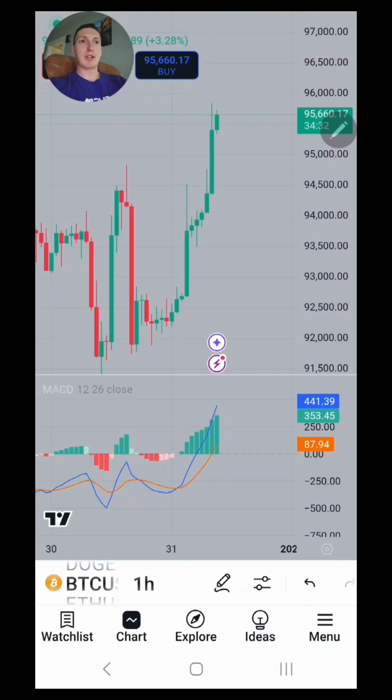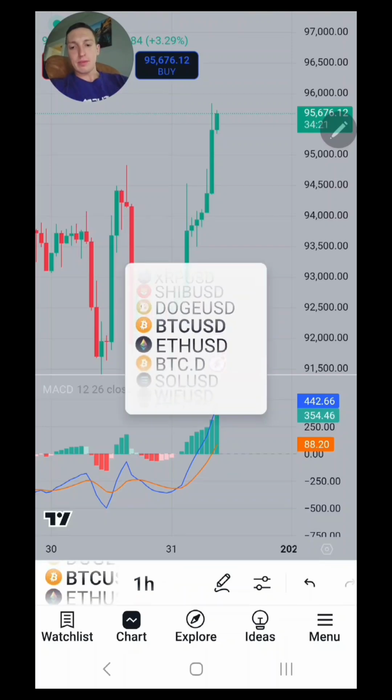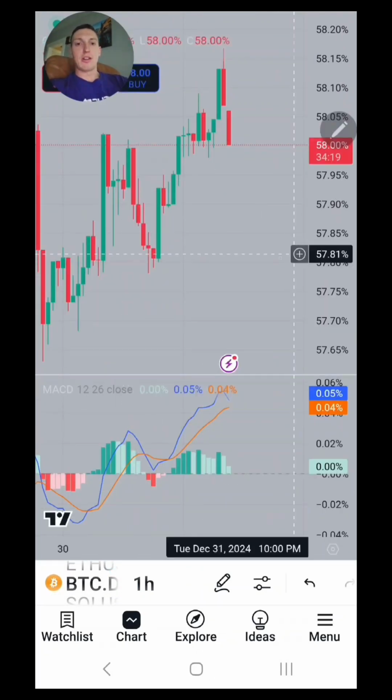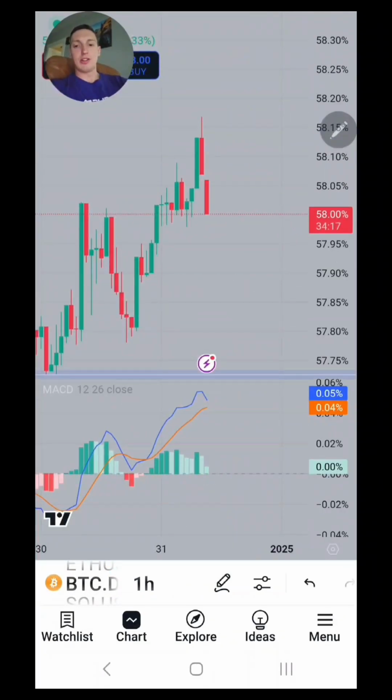So the way the Bitcoin dominance works is it's just Bitcoin, and the rest of the other altcoins don't have a dominance chart. It's just either alt season or Bitcoin season. And when you go to the Bitcoin dominance chart, you can see this percentage. It's a very helpful chart that you can find.